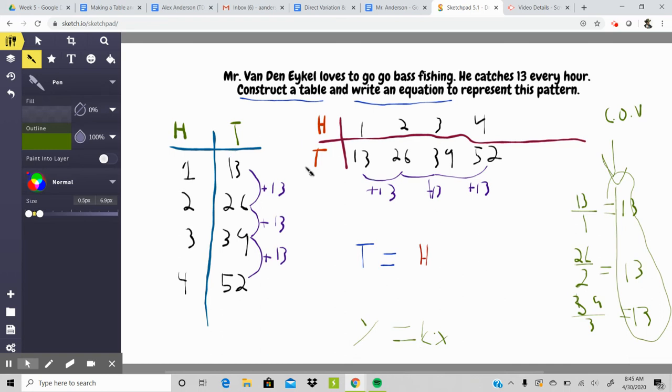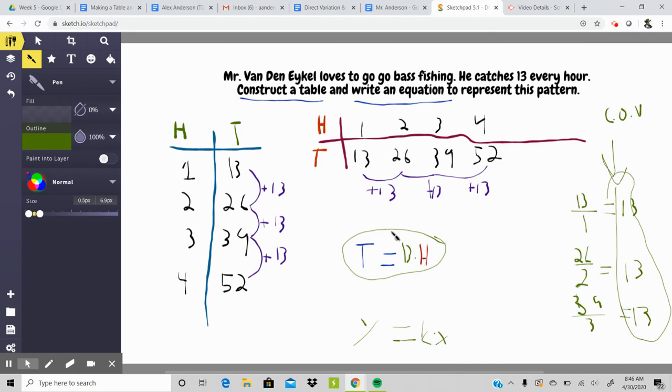So really all I should have to do here is just plug in this constant of variation and put it in right here. So I'm going to put it right here, 13 times H. Now let's see. If I plug in 1 for H, 13 times 1 is 13. That works. So now if I plug in 2 for H, I should get out 26.